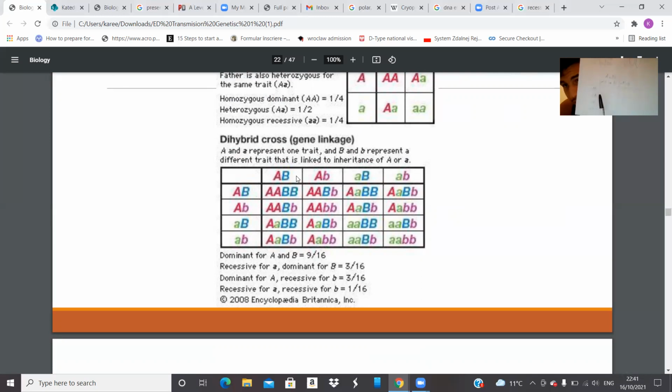Then you cross them. So the big A with big A, both big. It'll be like this.